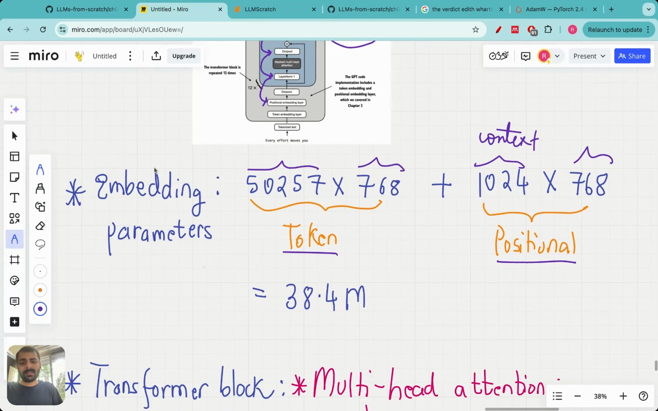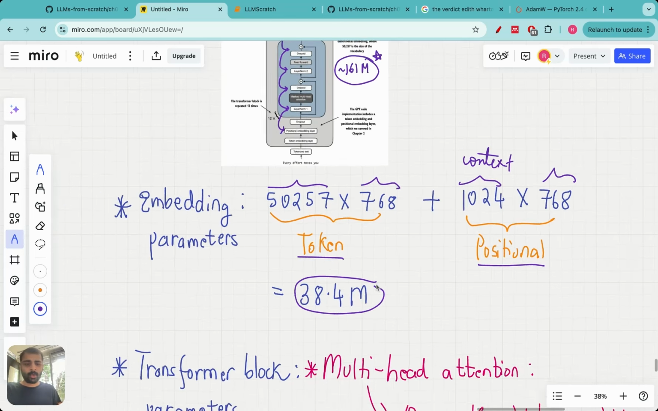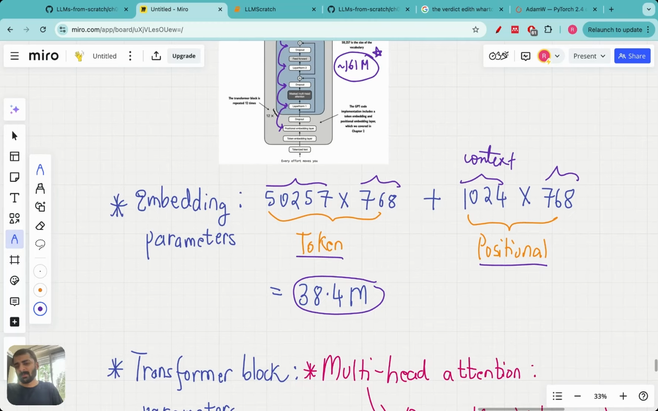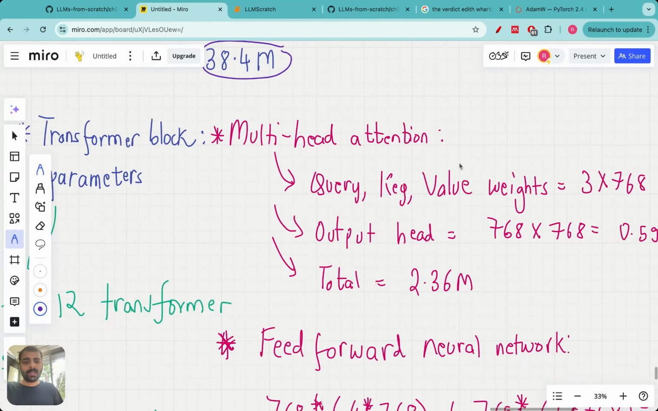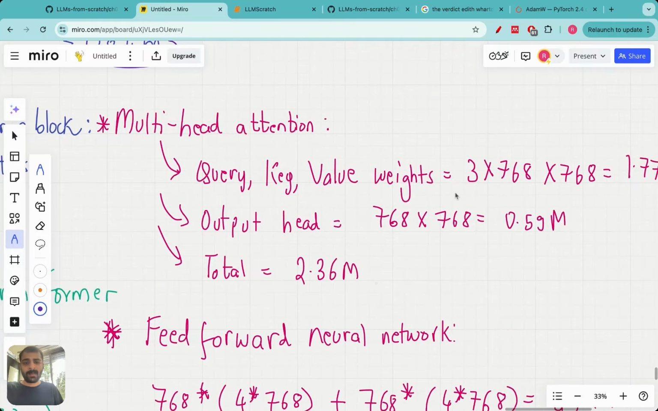If you add these two parameters, this is 38.4 million. These parameters are not known to us. We are even optimizing for the token and positional embedding parameters. Now, if you look at the multi-head attention, we have the query, key and value trainable weights.